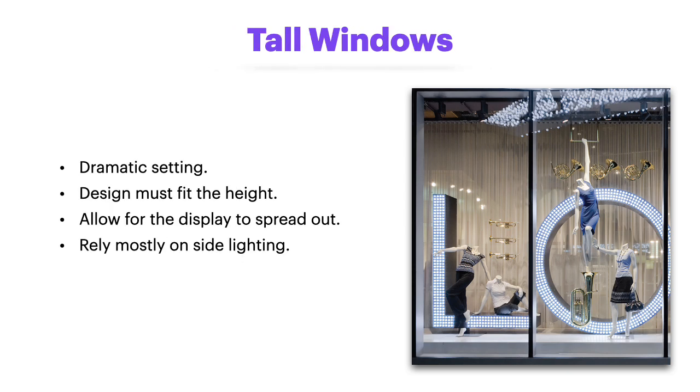Tall windows. Tall windows have glass that extends beyond 9 to 10 feet high. Due to the window's height, overhead lighting is ineffective. Therefore, the visual merchandiser relies more on the side lighting to emphasize merchandise and uses the overhead lighting for atmospheric wall and floor washes. Tall windows offer the opportunity to dramatize the presentation, as mannequins can be staggered on different levels, made to fly, float or be suspended from the air due to the available space.